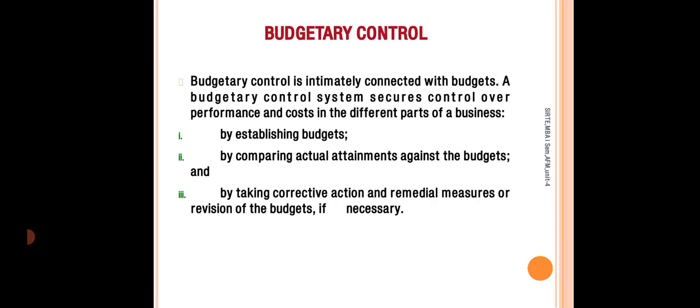Budgetary control. What is budget? Estimation of future expense. What is budgeting? The process of preparing the budget. And budgetary control: when you have planned the expenses and then incurred them, you compare the actual performance with the planned budget, and that is known as budgetary control. The purpose of that is to control the expense, take corrective actions and remedial measures, and revise the budget for the future.